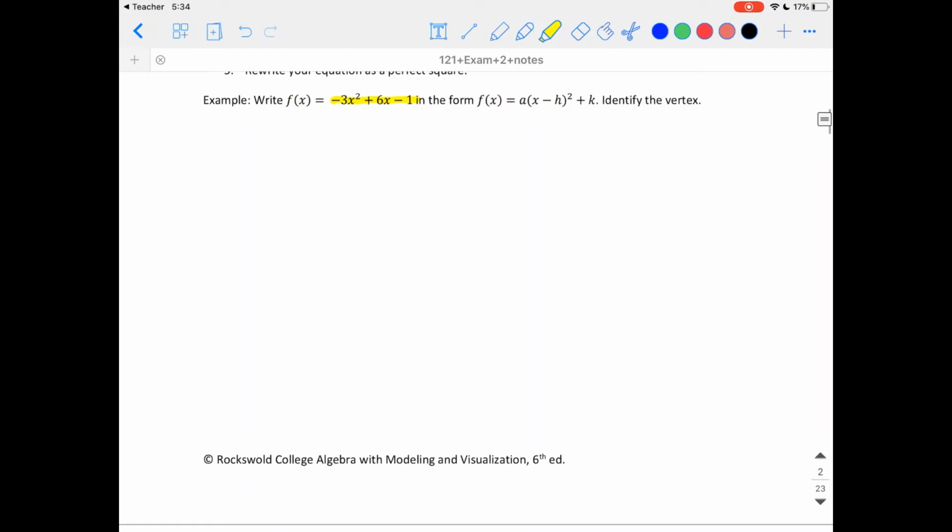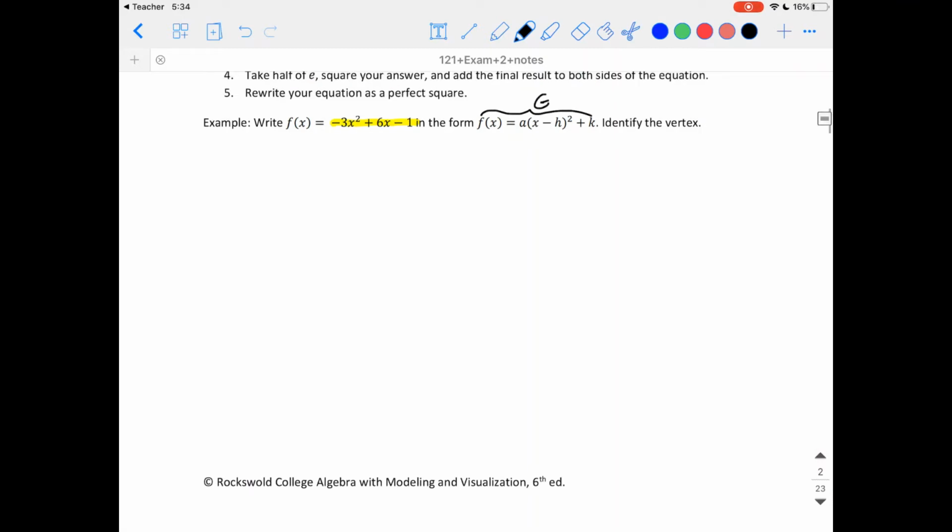So our goal is going to be this right here. And in order to write it, we need this process here. Okay, so step 1 says, instead of f of x, you're going to change it to y. So y is equal to negative 3x squared plus 6x minus 1.